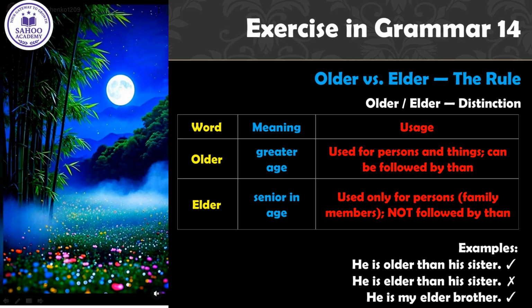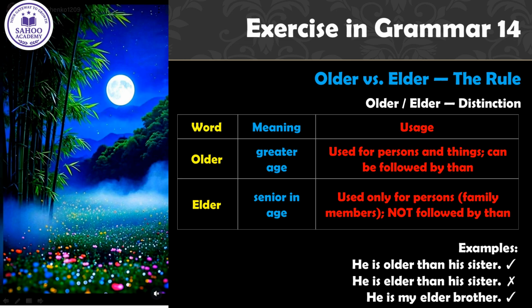Important rule, elder is not followed by than. So we cannot say he is elder than his sister. This is incorrect. Instead, we use elder like a title or description. For example, he is my elder brother, meaning my older brother. Clear?